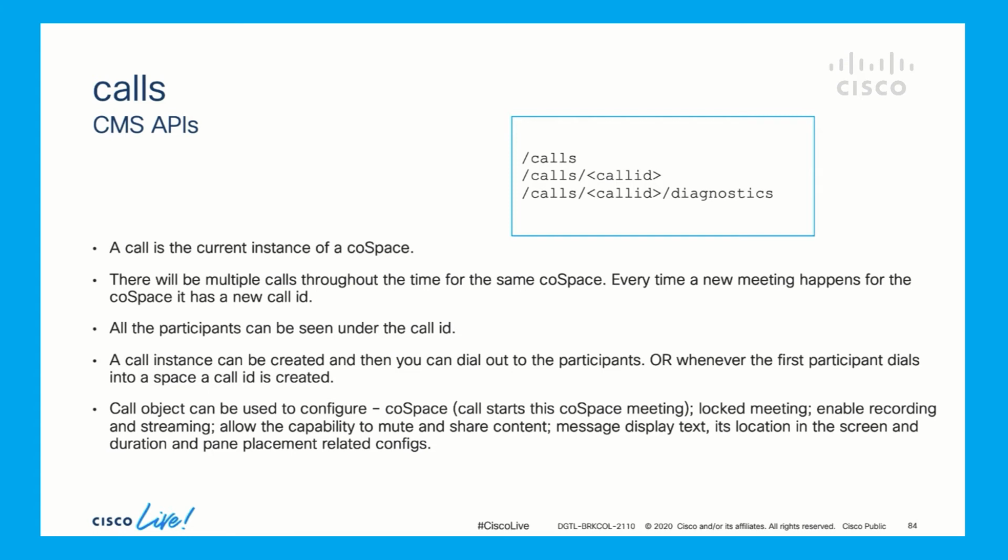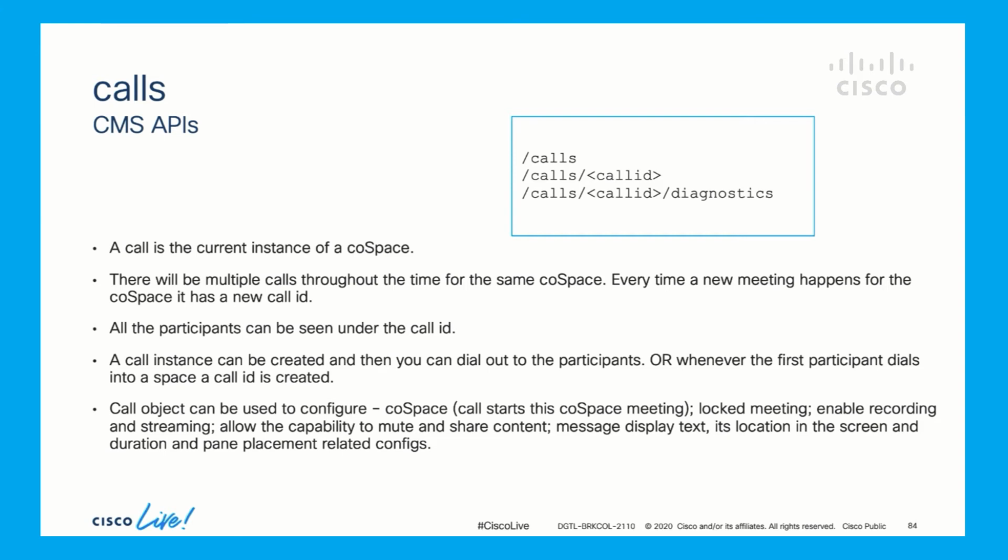A space created in CMS means a virtual conference. The same conference can happen multiple times. Each instance of the same conference is a separate call with a unique ID. Every conference in CMS has a unique ID. Multiple calls can be the same conference that happened at different times. All active calls can be seen for the active conferences.